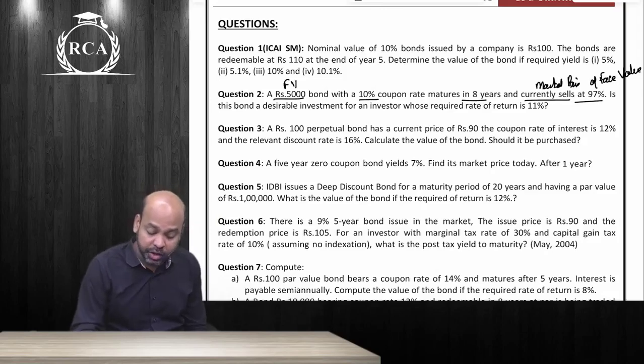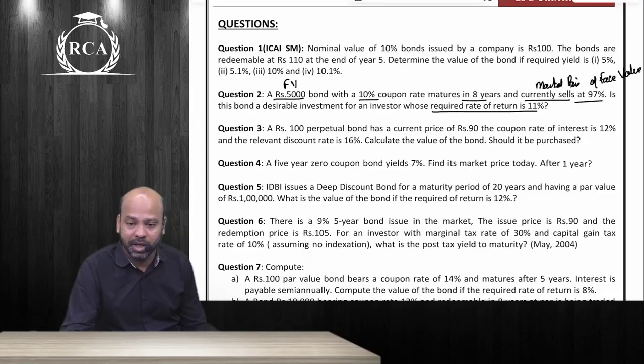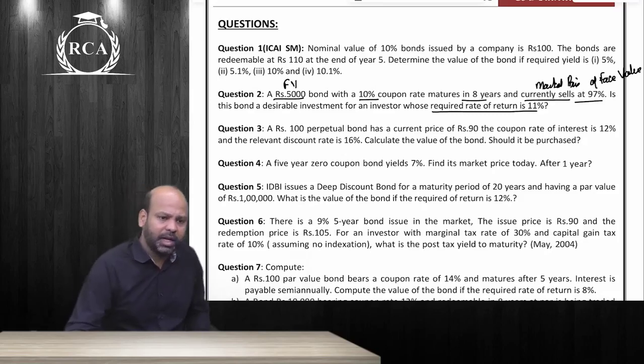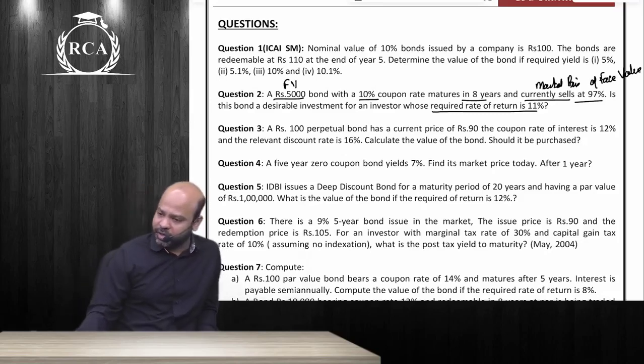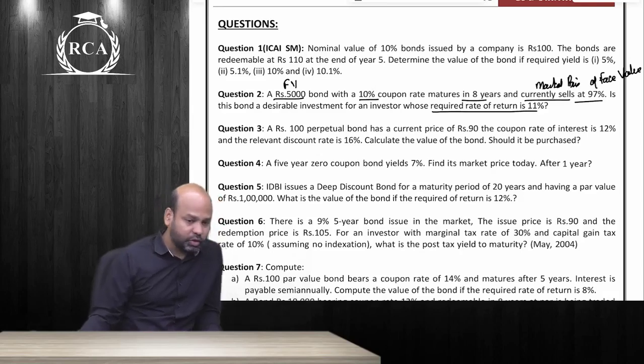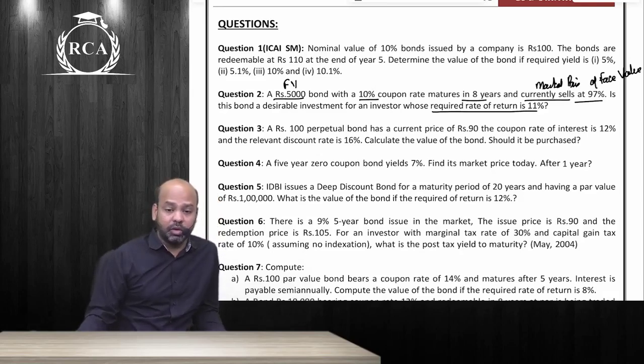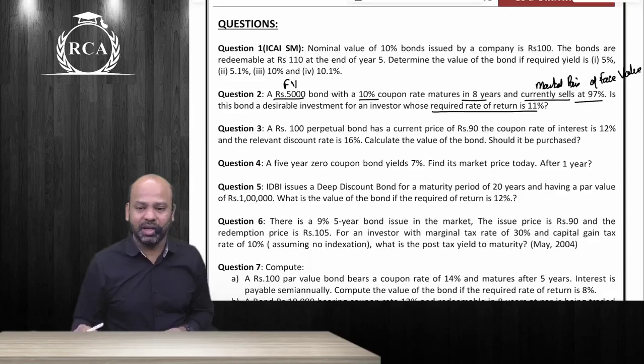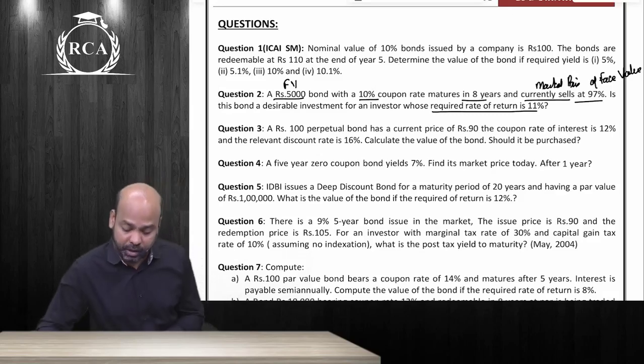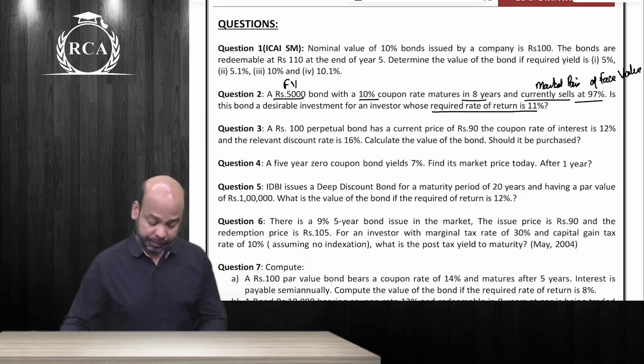Your job is to determine fair value at a discounting rate of 11%. Compare that with the prevailing market price. If the prevailing market price is less than or equal to fair value, you are going to buy. If the prevailing market price is more than fair value, you are not going to buy this bond. Are we clear? Like the last example written in the concept notes, same thing. Discount all the cash flows at 11%, arrive at fair value, and then compare with current market price.